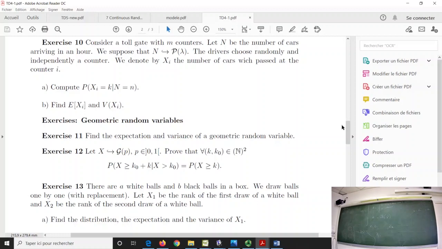So you answer to the next step. I want the first step. Okay? So I can write it this way. If I know that capital N is equal to small n, and it's exactly the situation I am in question small a, I know that the number of cars that pass at the counter I is equal to this: Z1 plus Z2 plus Zn.